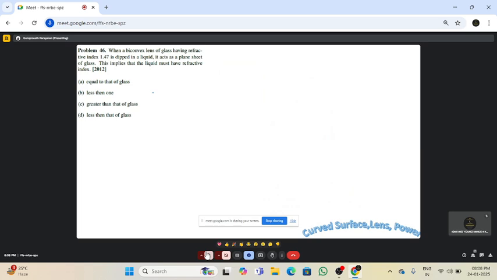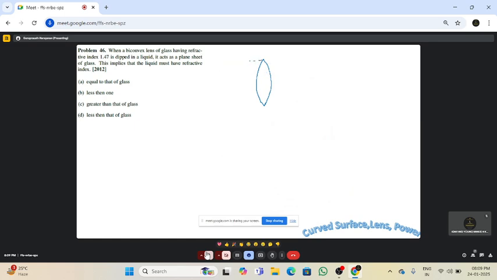When a biconvex lens of glass having refractive index 1.47 is dipped in a liquid, it acts as a plain sheet of glass. This implies that the liquid must have a refractive index... So I think we talked about this in the last class. When light goes from rarer to denser, it will go towards the normal. Denser to rarer, away from the normal.